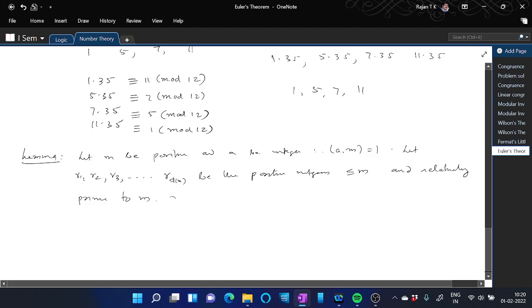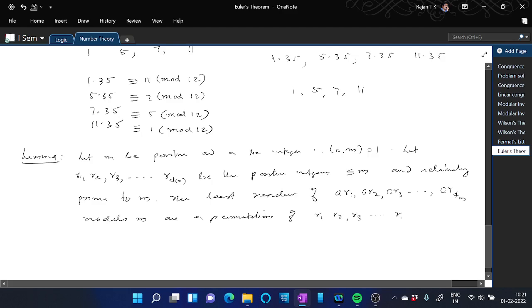Then the least residues of the integers a r1, a r2, a r3, etc., a r phi(m) modulo m are a permutation, an arrangement in some order, of r1, r2, r3, etc., r phi(m).